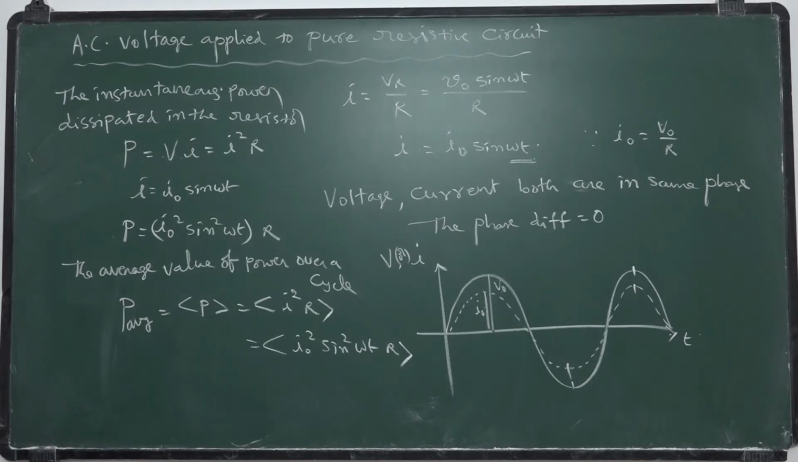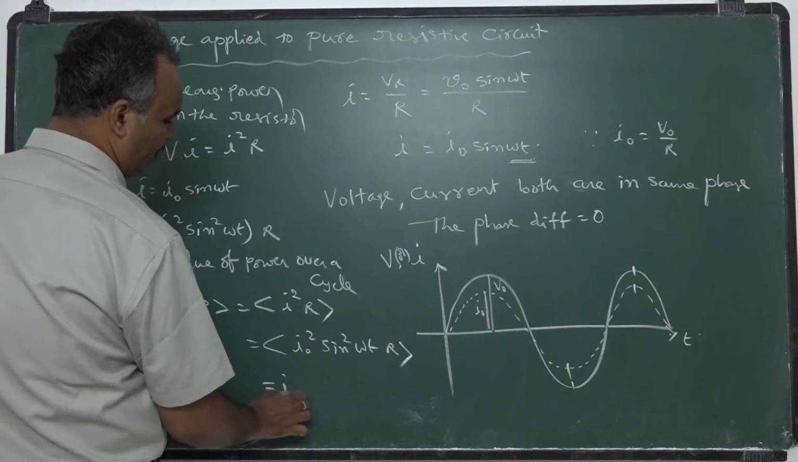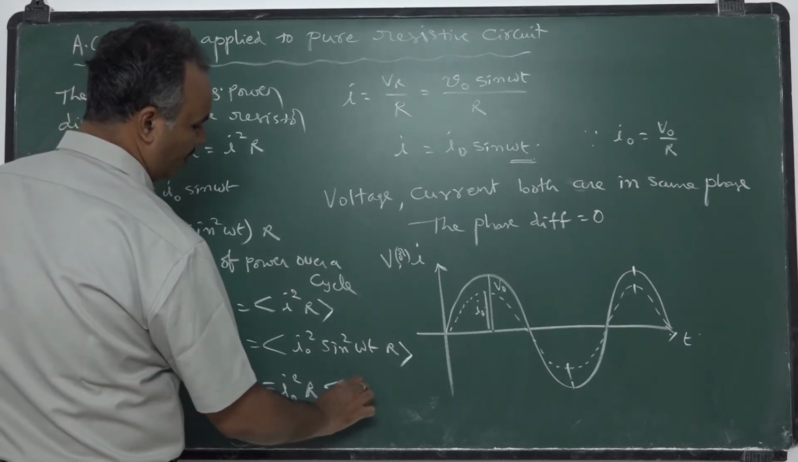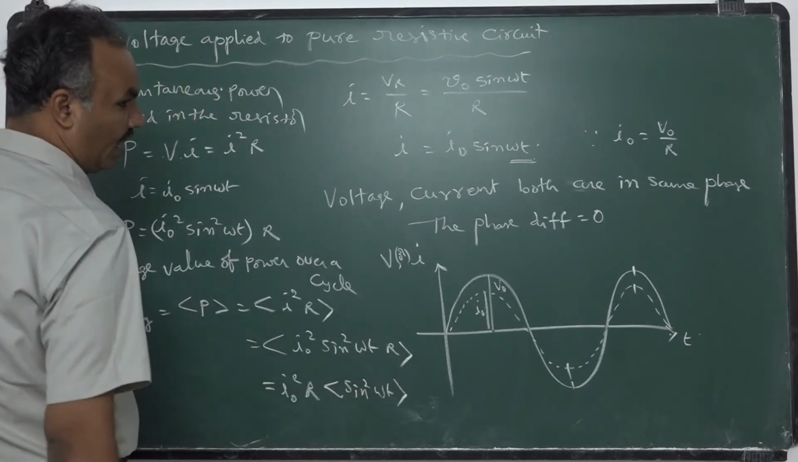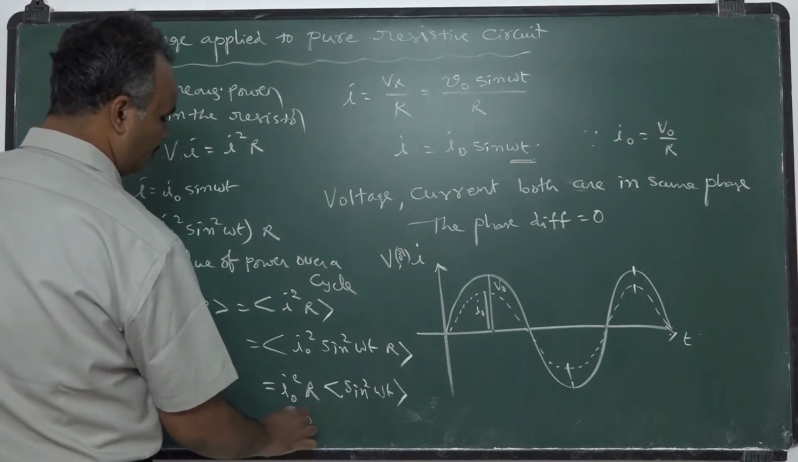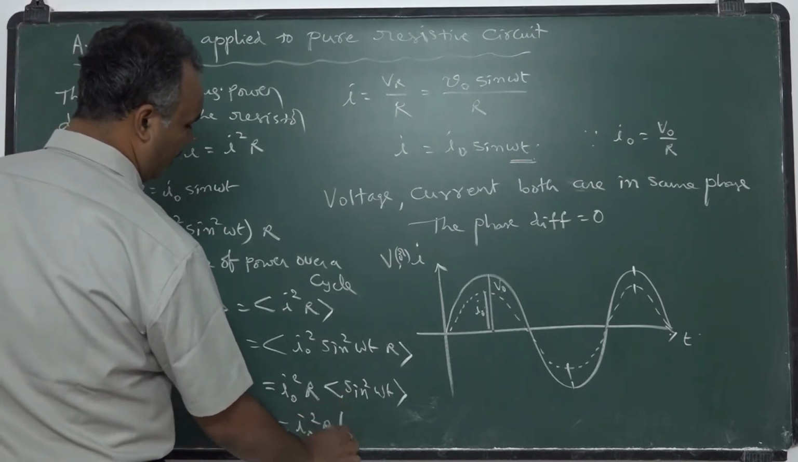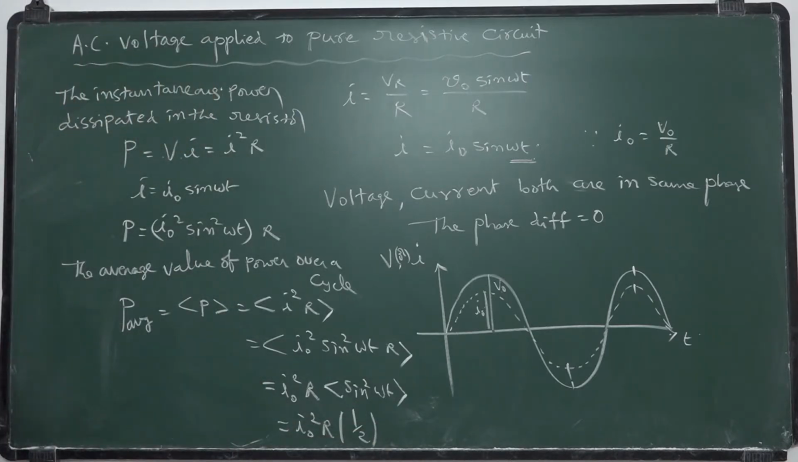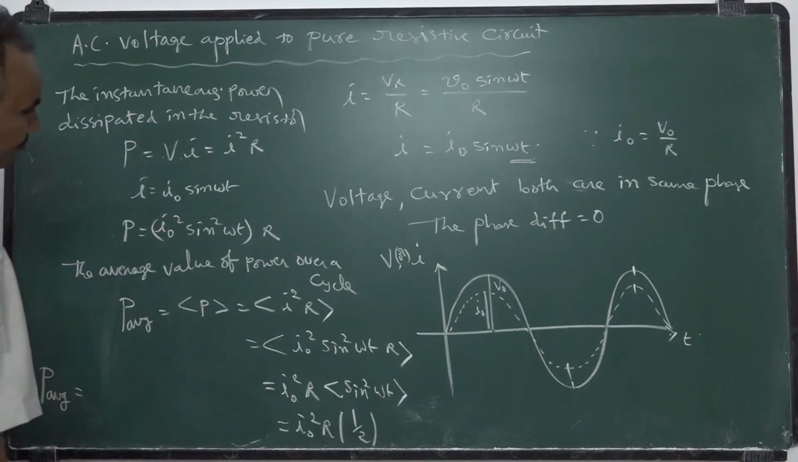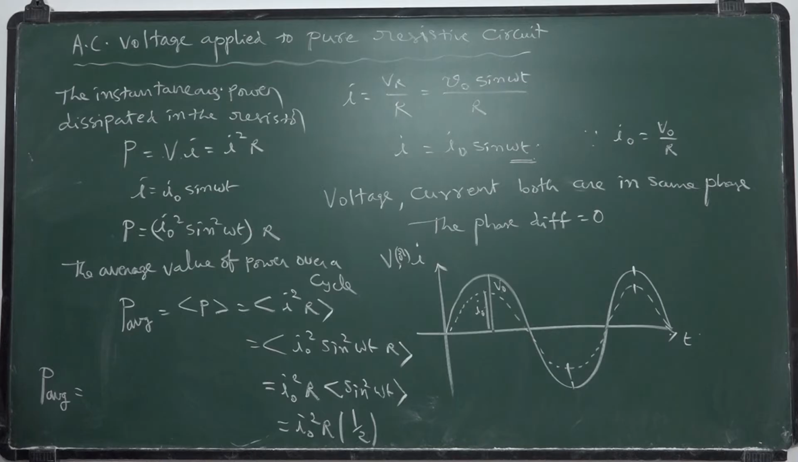So here I naught square is the peak value, which is a fixed value. R is also a fixed value. Already we discussed that sine square x can have an average value 1 by 2. So it is I naught square R into 1 by 2. That is the average power here. So average power is equal to I naught square R by 2.